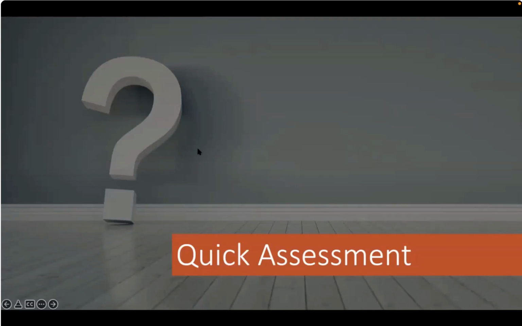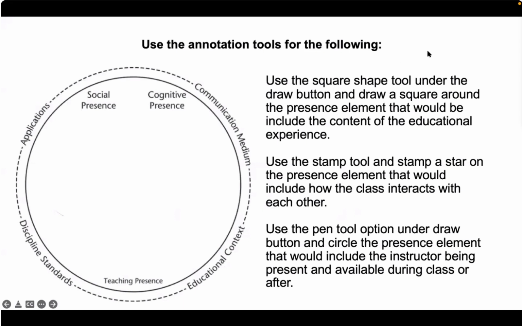Let's do a really quick assessment. Let's use the annotation tools and take the square shape under the draw feature and draw a square around the element that would be the content of the educational experience. Yeah, great. The cognitive presence for sure.